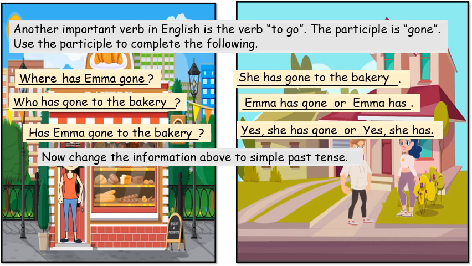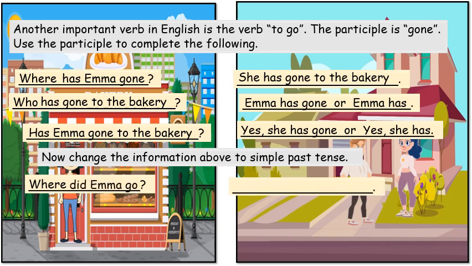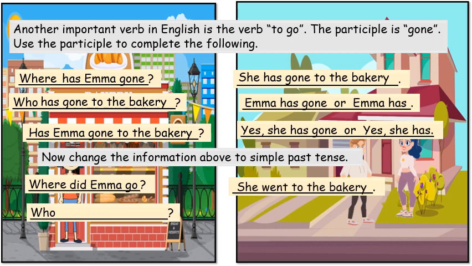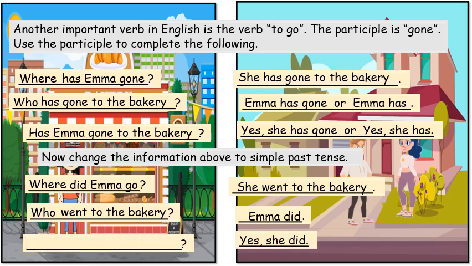Now, change the information above to simple past tense. Where did Emma go? She went to the bakery. Who went to the bakery? Emma did. Did Emma go to the bakery? Yes, she did.